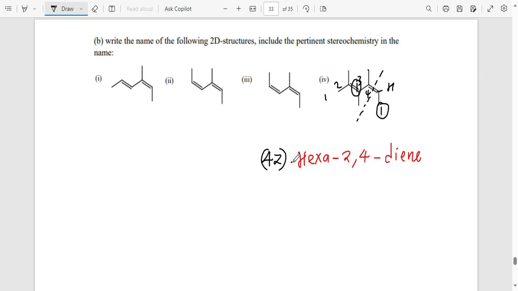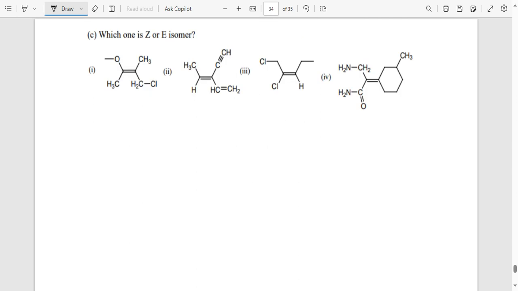So it becomes 4Z hexa 2,4 diene. If it was also giving us E, we could have said 2E, comma, 4Z, and then we say hexa 2 comma 4 diene. But because these groups are the same, we can't determine any configuration there. Also, you should try out this question I'm going to send you. See, this was in last year's test 1.